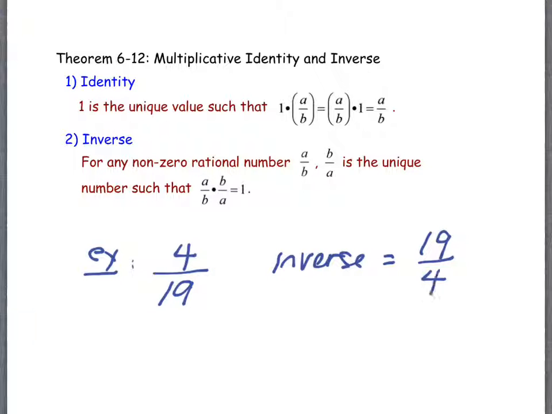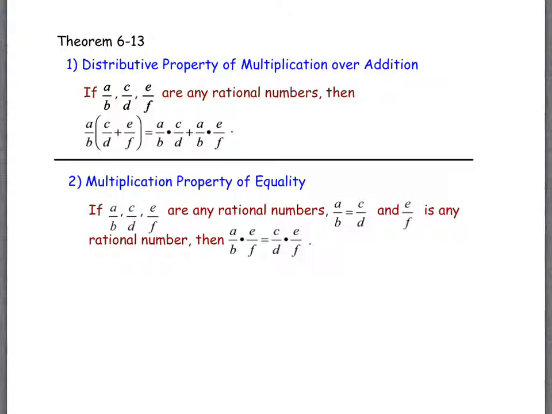19 over 4. No problem, right? Okay. Now, we need that property along with some of the others as we're solving equations and we're working other pieces later. But we need a couple more.